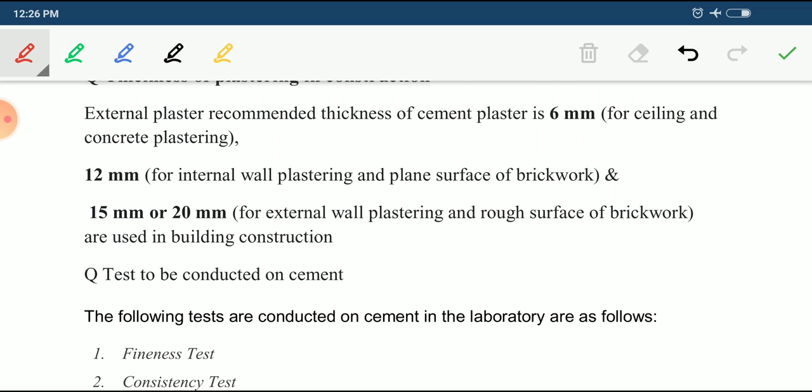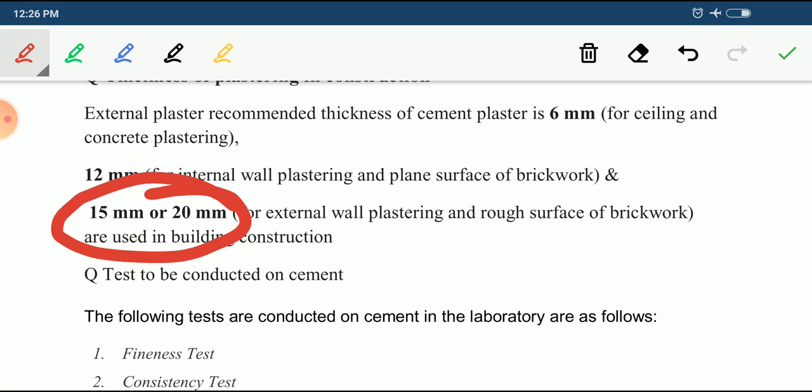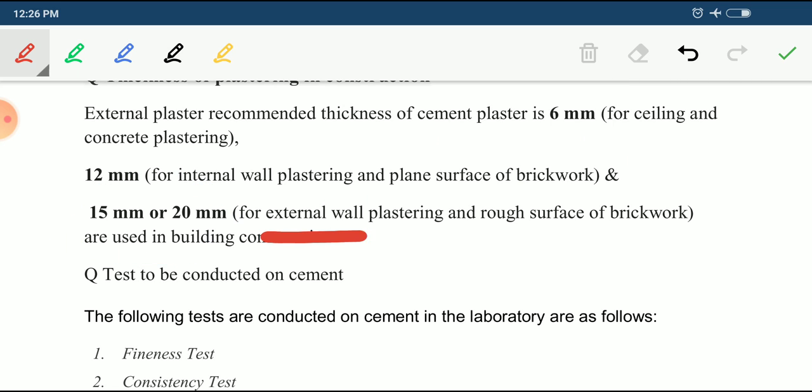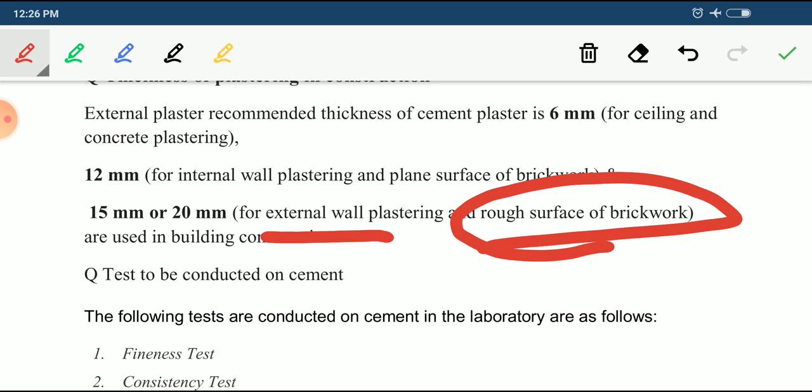Okay, 12 mm is for internal wall plastering on a plain surface of brick. Next, 15 to 20 mm is for external wall plastering on a rough surface of brick. Okay, this is the question we have to remember.